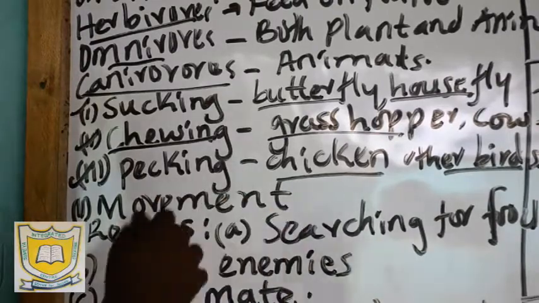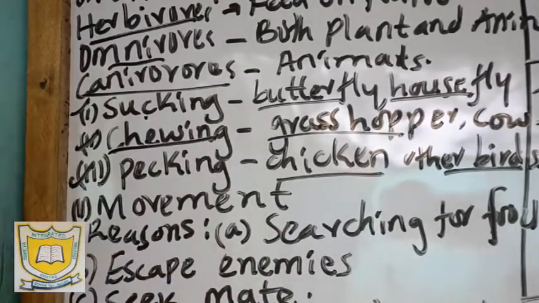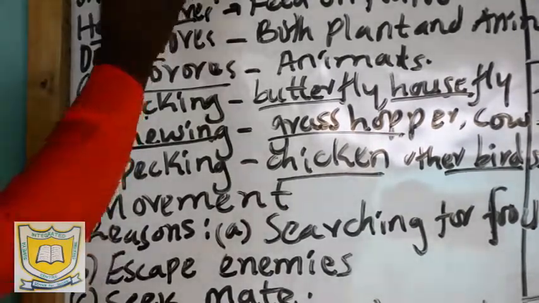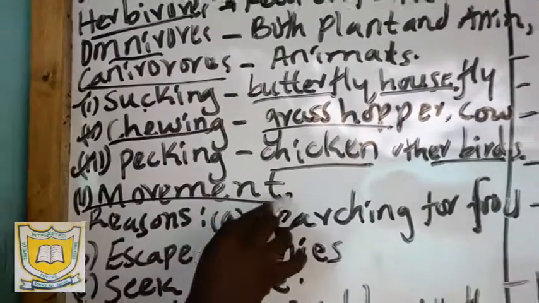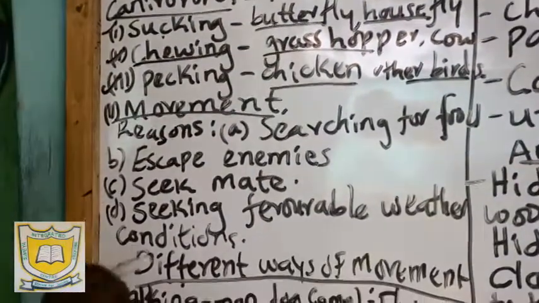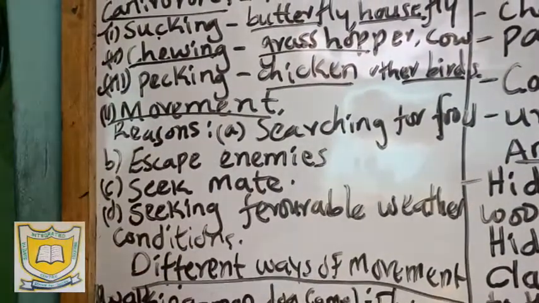Nectar is taken by sucking, and that is also the nectar feeders. We'll discuss nectar feeders, grain eaters, and all that. Then, after discussing all about feeding, we move to discussion on movement. Now, I said we'll discuss what causes movement in animals.